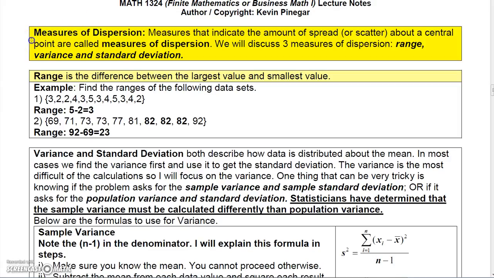Now we're going to talk about measures of dispersion. Measures of dispersion indicate the amount of spread or scatter about a central point. We're going to talk about three measures of dispersion.